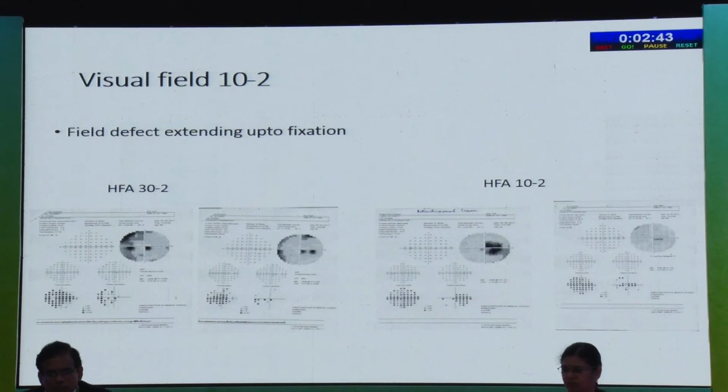So when to do 10-2? When the field defect involves up to fixation, it is better to do 10-2 to examine the field in detail. Okay, here we can see the field defect involving up to the fixation, and the 10-2 field showing the field defect is more in the left eye than in the right eye.